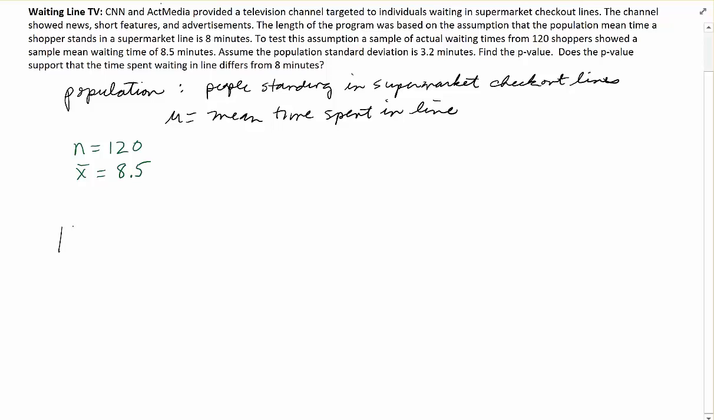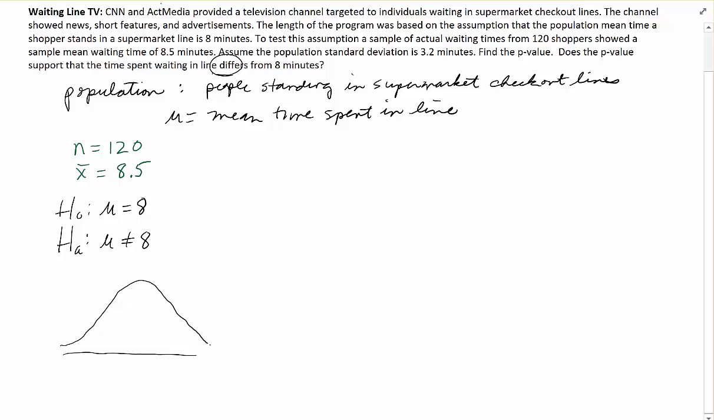So my alternative hypothesis will be mu not equal to 8. What they're assuming is that mu is 8. There may be some evidence that mu is not 8. I'm thinking of this as a two-tailed test because in this statement, does the p-value support that the time spent waiting in line differs from 8 minutes? Being different than 8 means that it could be larger or it could be smaller. So I've got a two-tailed test here.